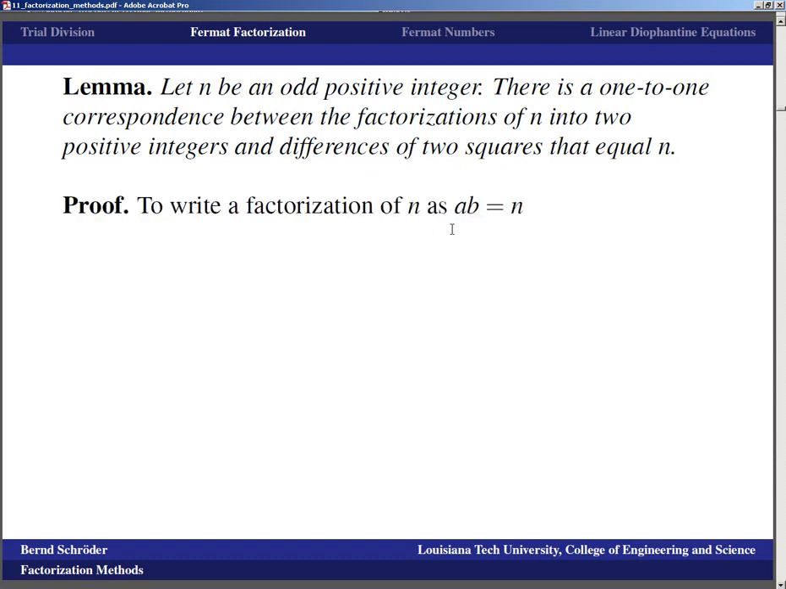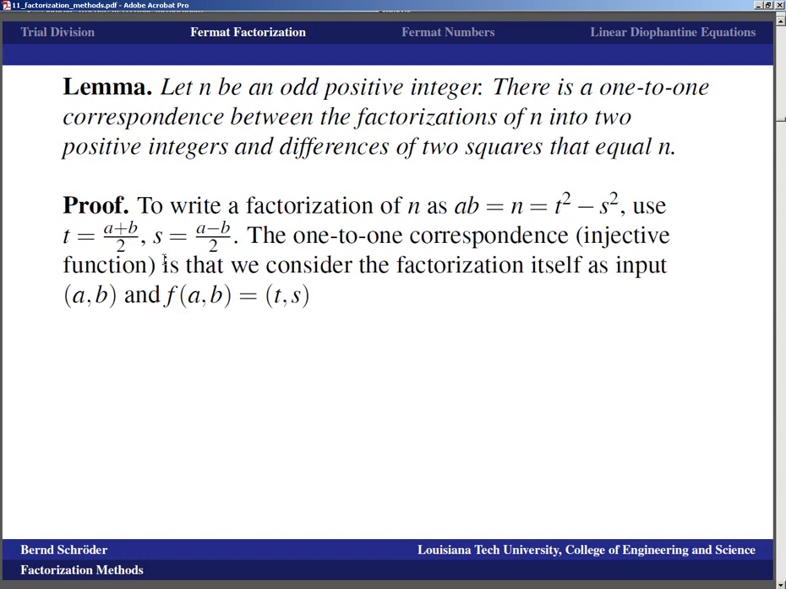If you write a factorization of n as ab equals n equals t squared minus s squared, right? We want to have a correspondence between the factorization and the differences of two squares. That would mean that you need t squared minus s squared to be a times b. And if you use t equals (a plus b) over 2 and s equals (a minus b) over 2, you can work it out for yourself with the binomial formula. That gives you that t squared minus s squared is ab.